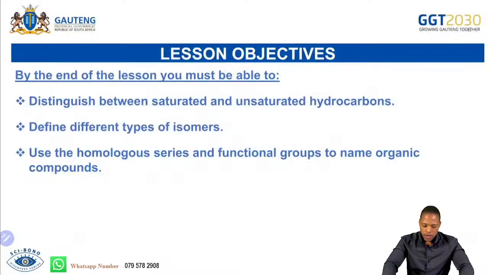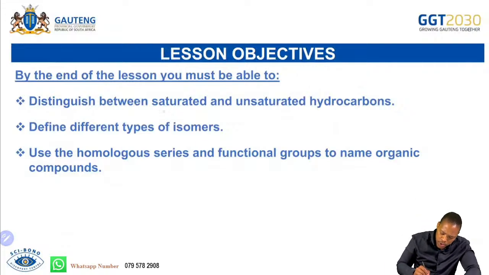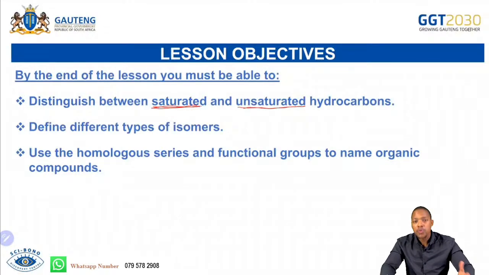All right, so lesson objectives for the day, grade 12. By the end of this lesson, you must first be able to distinguish between saturated and unsaturated hydrocarbons. You'd remember that the previous week we spoke of hydrocarbons, and we defined what hydrocarbons are. Today we'll be distinguishing between saturated and unsaturated hydrocarbons, telling us that there are two types of hydrocarbons, those that are saturated and those that are unsaturated. So we must be able to distinguish between the two.